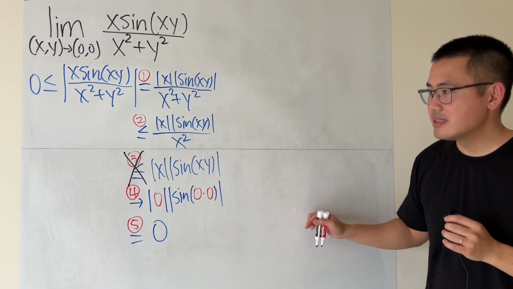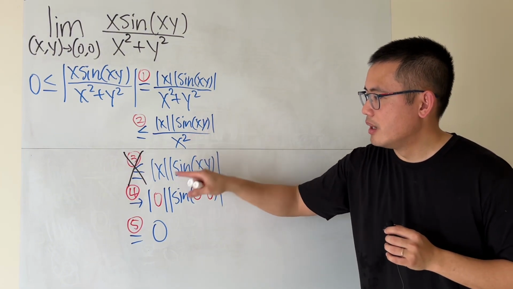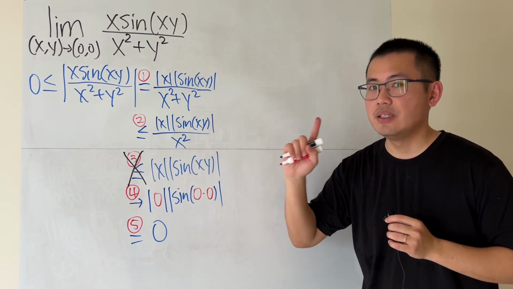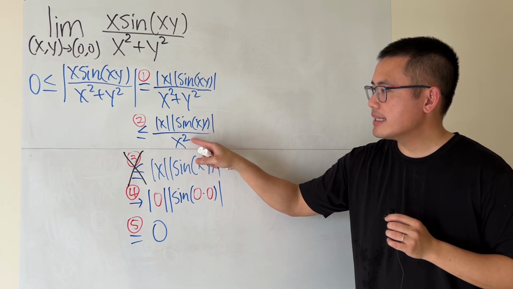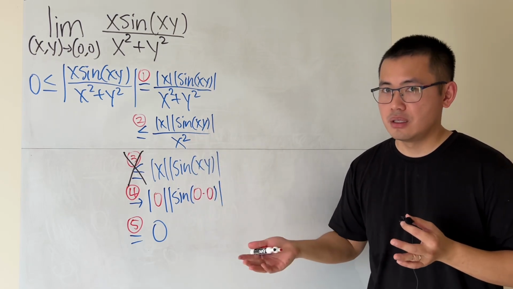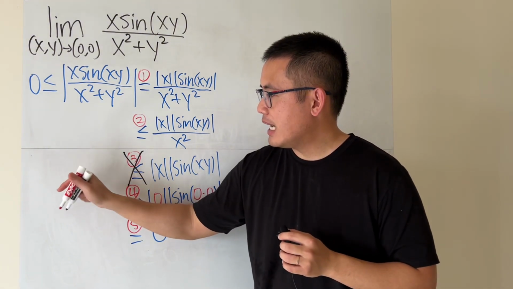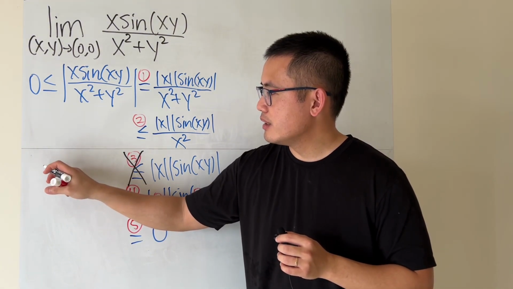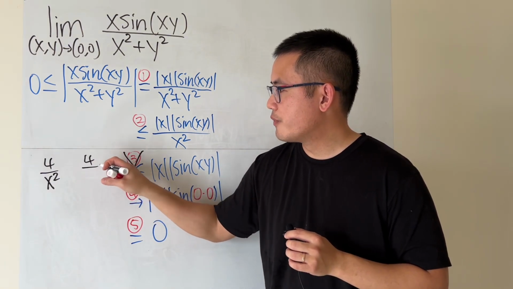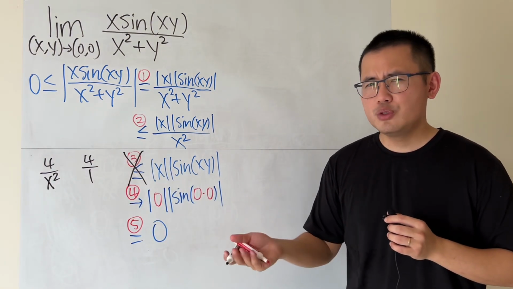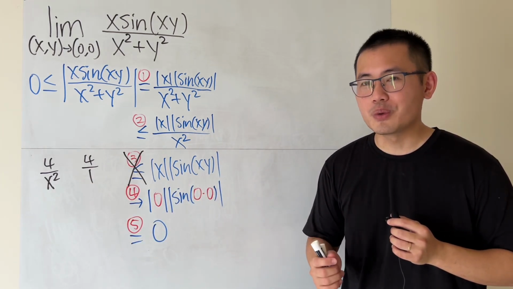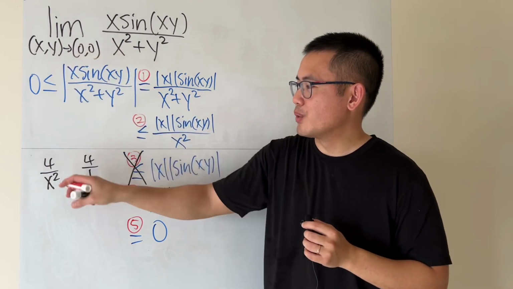Well, the key is, this is x squared, but what's the denominator here? The denominator here is technically 1. You are comparing x squared versus 1. For example, if you have, let's say, 4 over x squared versus 4 over 1, which is bigger? Well, the answer is we don't know, because we don't know what x is.